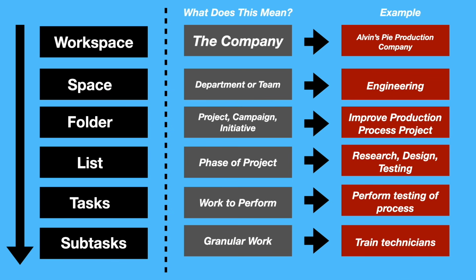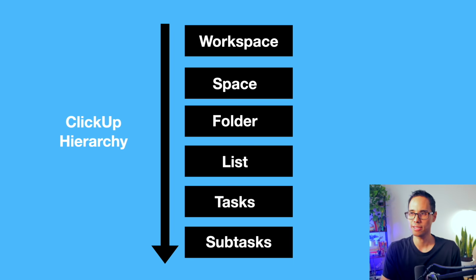Then underneath your tasks, you have your subtasks, which are used to break down your tasks into much more manageable pieces of work. So overall, this is how ClickUp is organized. You have workspaces at the top, then spaces, then folders to contain your projects, and then you have your lists to group your project's work by phases. And underneath that, you have your tasks and then your subtasks.